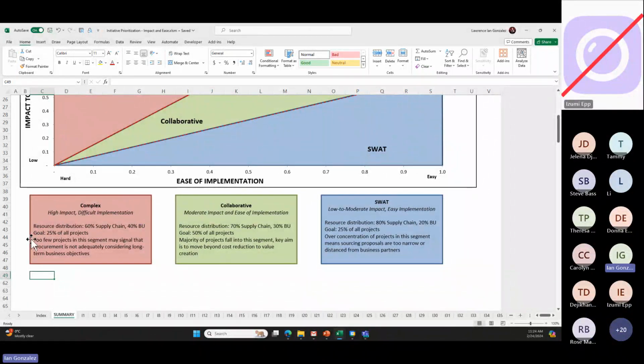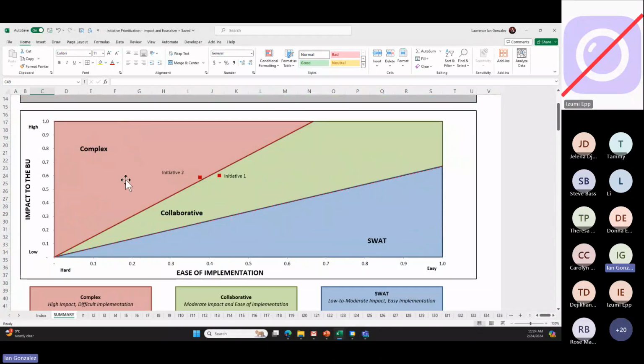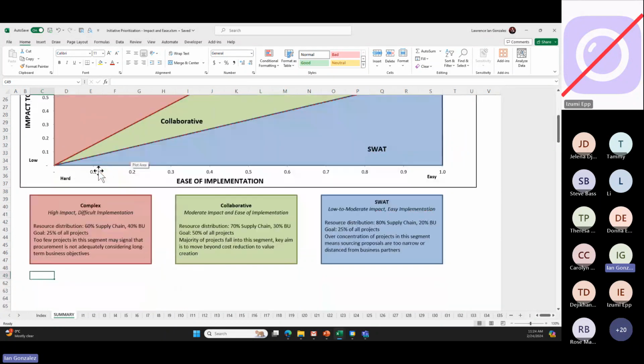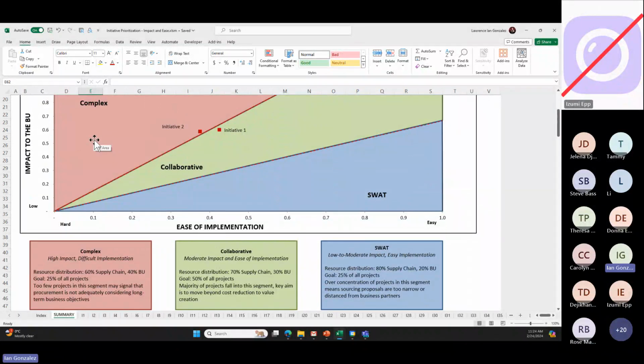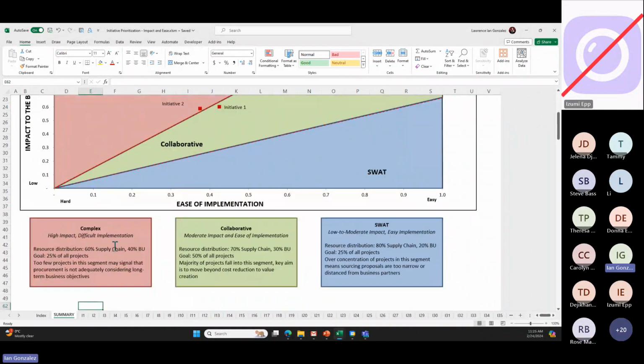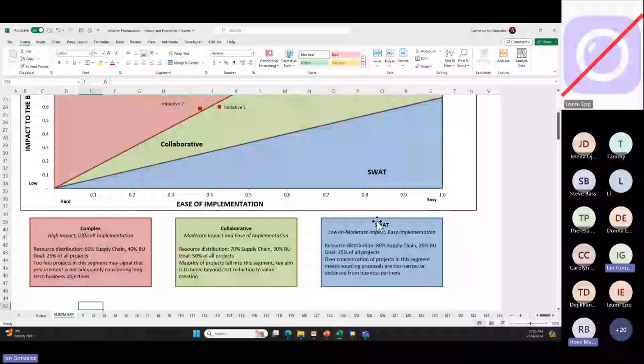So the goal is in your portfolio to have 25% of all your projects in complex. If far too many of your sourcing initiatives fall here, there's a high likelihood you're not going to achieve some of them. Too few projects in this segment may signal that procurement is not adequately sourcing long-term business objectives. You have to have some here because complex projects are the ones for the biggest spend and longest term contracts. These are your 5 to 10 year kind of contracts, and you have to have some. That's what it's saying. Okay, let's look at the opposite, SWAT.